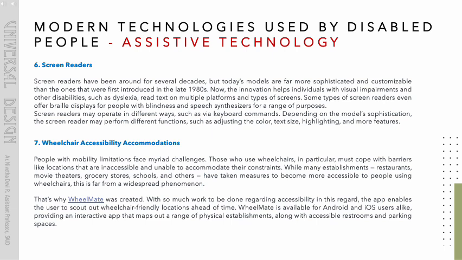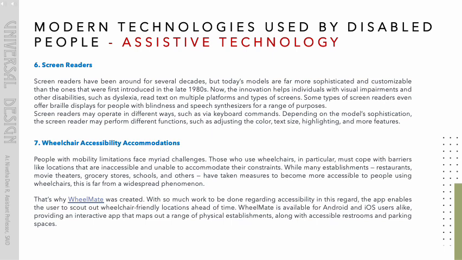6. Screen readers. Screen readers have been around for several decades, but today's models are far more sophisticated and customizable than the ones that were first introduced in the late 1980s. Now, the innovation helps individuals with visual impairments and other disabilities, such as dyslexia, read text on multiple platforms and types of screens.